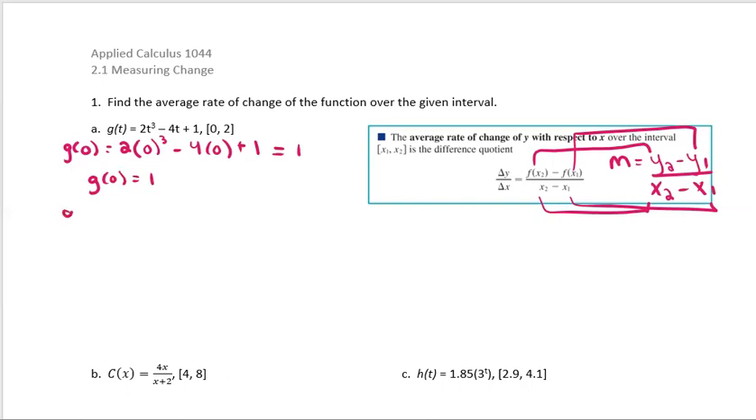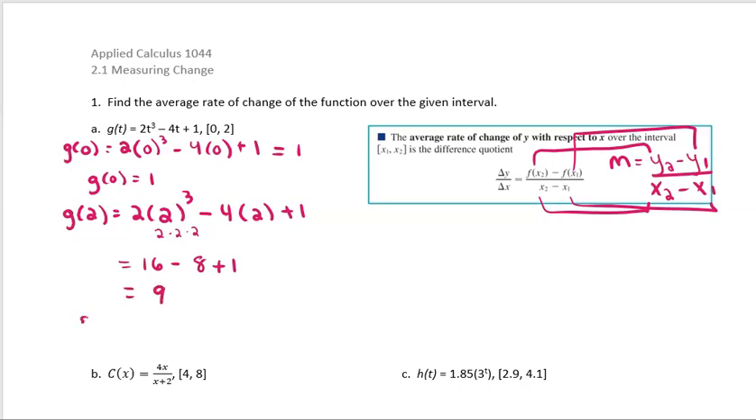Let's do the same thing again, and this time let's find g of 2. So this means everywhere that we had a t before, we take out the t, we put in a parenthesis, and in the parenthesis, we put a 2. So if we calculate this one out, 2 to the third, that means 2 times 2 times 2. 2 times 2 is 4, times 2 is 8. So 2 to the third is 8, times 2 is 16. 4 times 2 is 8, and then plus 1. So 16 minus 8 is 8, plus 1 is 9. So that means that g of 2 is equal to 9.